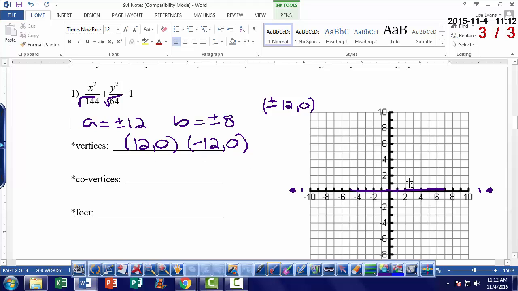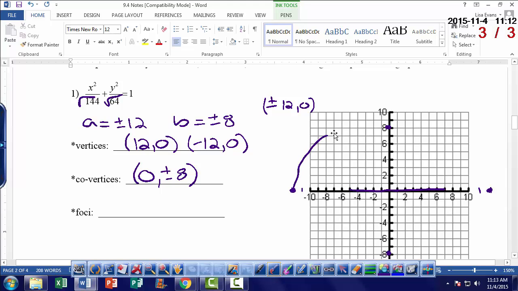So if my vertices are on the x-axis, my co-vertices must be on the y-axis at positive 8 and negative 8. So when I write the co-vertices, you're writing points on the y-axis, so the 0 must come first. So you can write it as 0, 8, 0, negative 8, or we can write it as 0 plus or minus 8. Okay, so that's enough information to go ahead and draw my ellipse in.